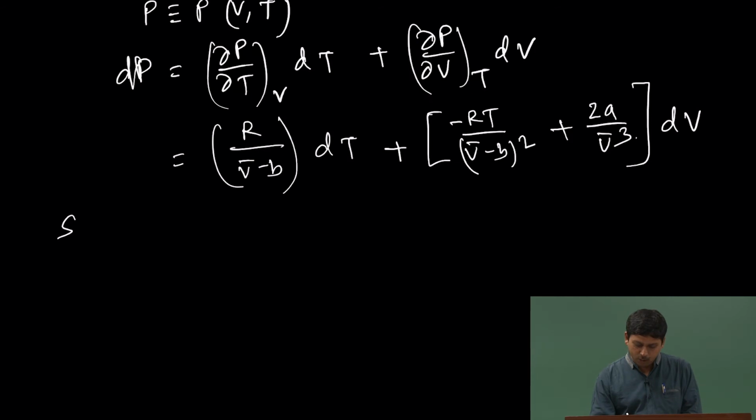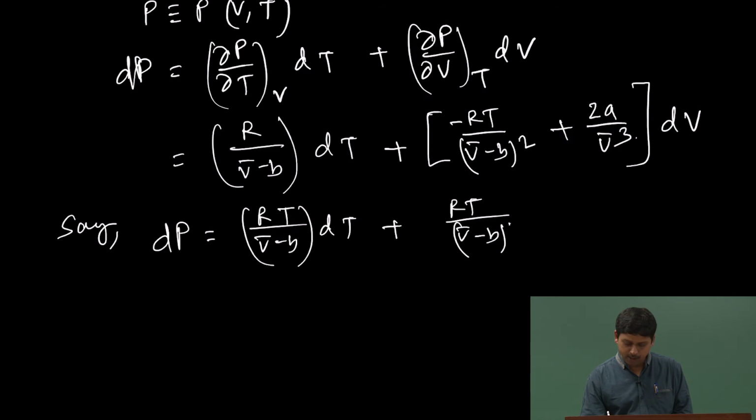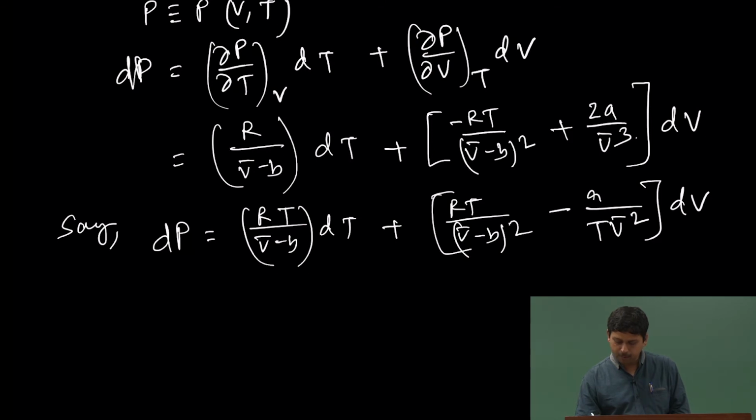Now, let us say we do not want to write that, we want to express dP in this form. Let us say RT by V minus b dT plus RT by V minus b whole square minus a by T V square dV. Say it is like this. Now, can you tell me whether P is an exact differential or not? You remember it is an M dx plus N dy formula. So, I will remind you, df is M dx plus N dy.